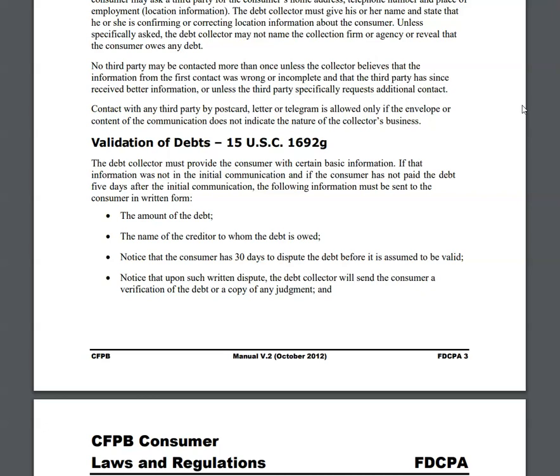Notice that upon such written dispute, the debt collector will send the consumer a verification of debt or a copy of any judgment. They always say that because they might have a debt collector coming after you for a judgment that is already in order. So now let's just break this down real quick. The number 4 there, notice that upon such written dispute, the debt collector will send the consumer a verification of debt or a copy of any judgment.